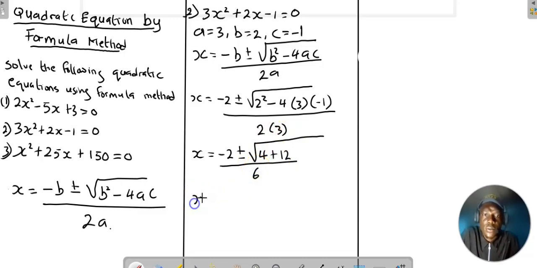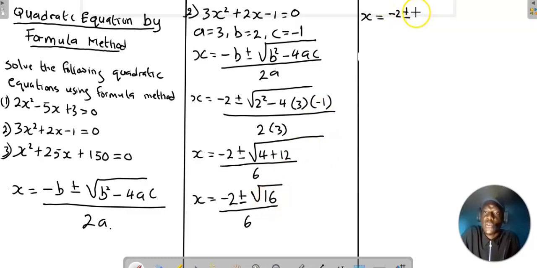So x is equal to minus 2 plus or minus the square root of 4 plus 12, which will give us 16, all over 6. Then, let's bring it up here. You now say minus 2. So our x is equal to minus 2 plus or minus the square root of 16, which is 4. So we have plus or minus 4 all over 6.